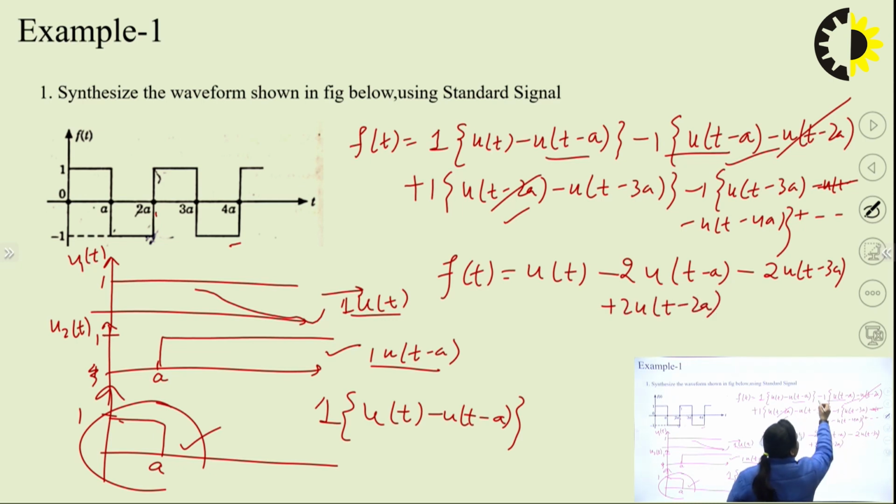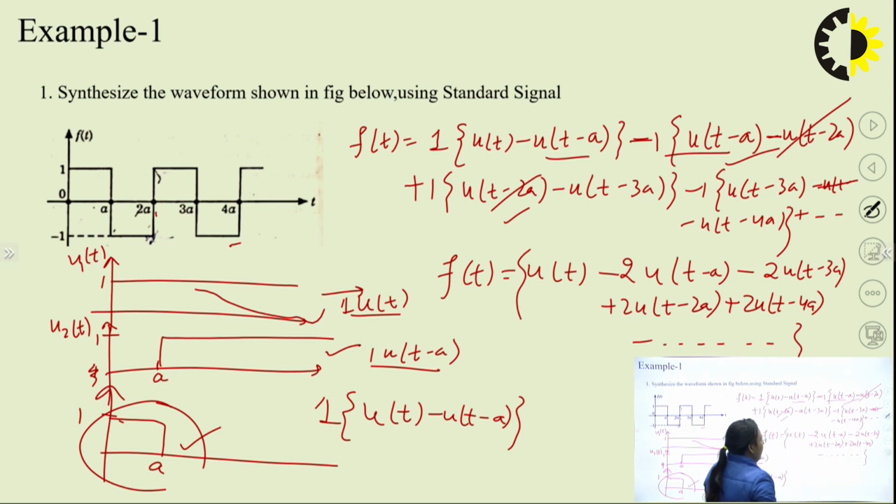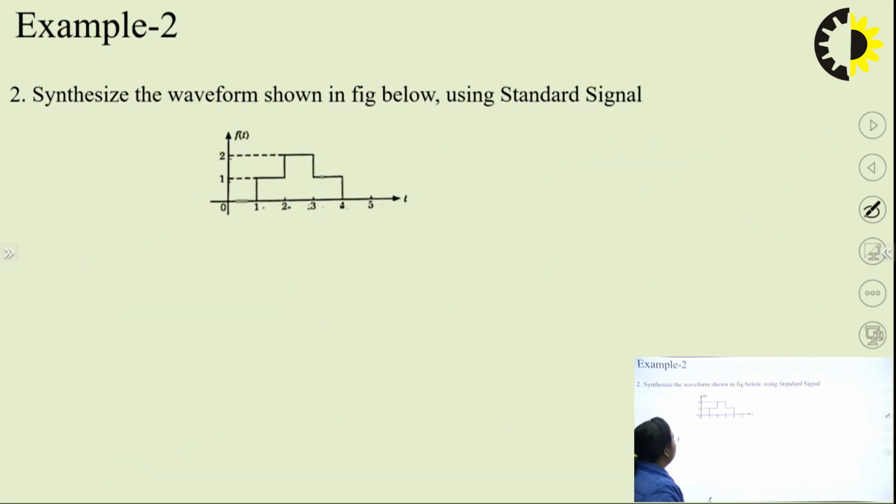Because this minus sign and here also a minus sign, so that becomes plus, and this also becomes plus. So the answer will be u(t) minus twice u(t minus A) plus twice u(t minus 2A) minus twice u(t minus 3A), then again twice u(t minus 4A), and so on, minus twice u(t minus 5A), up to so on. So this will be the output. This will be the answer. Similarly, I can solve this waveform. Now, depending upon the standard signal, that is the step signal or the gate signal, I can synthesize.